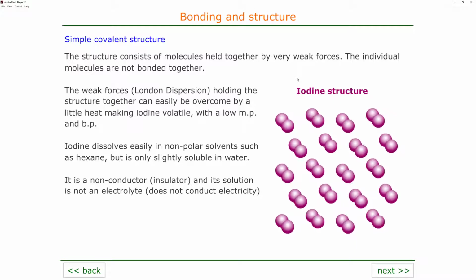Iodine dissolves easily in non-polar solvents such as hexane, but it's only slightly soluble in water, and in reality its solubility in water is actually a chemical reaction. It's not really soluble. It's a non-conductor, and its solution does not conduct electricity.